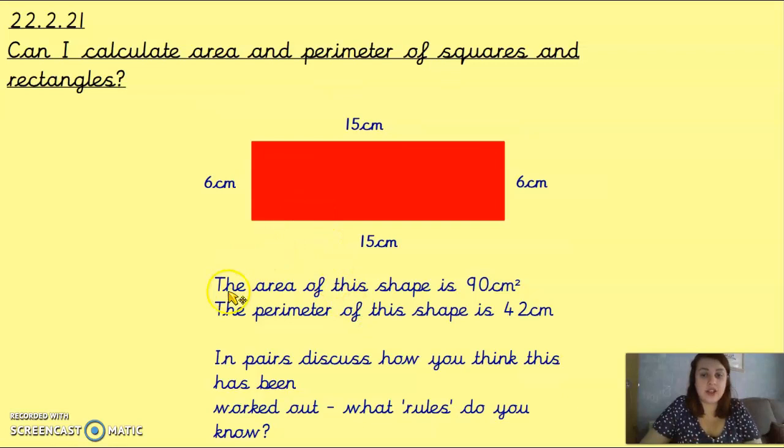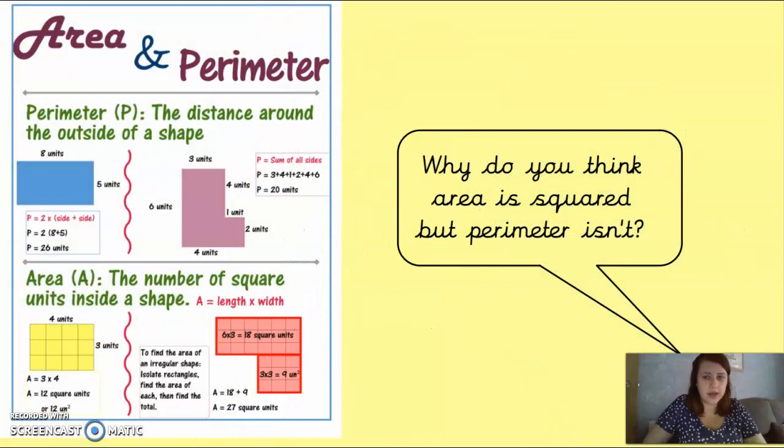Okay, hopefully you worked out that to find the perimeter of a shape, you add up all of the sides. And to find the area, I times one side by another side. So I times the length by the width of the shape. I'm always timesing the length by the width. I'm not timesing these two sides together. I'm doing the length and the width. So 6 times 15, which gives me 90 centimetres. And for area, we always put a squared at the end.